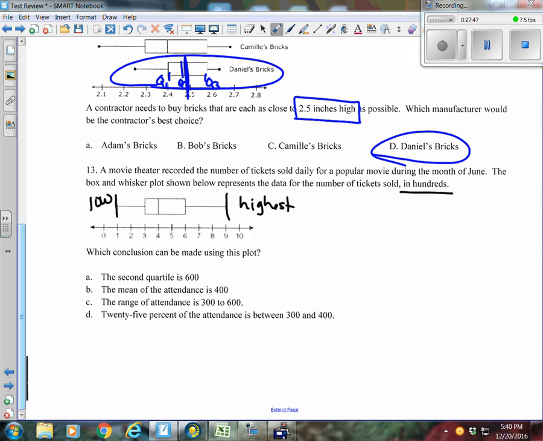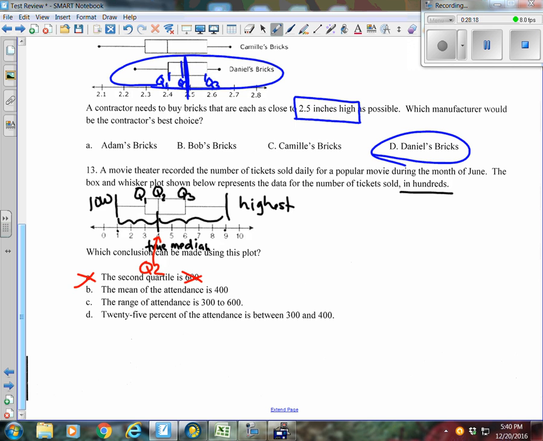Then I have a box. So the box is made out of Q1, Q2, and Q3, where Q2 is the true median of all of the data from the beginning to the end. So from 1 to 9, Q2 is in the middle of that group. Q1 comes from the left-hand half, and Q3 comes from the right-hand half. Okay. The second quartile is 600. Second quartile is Q2. Q2 is 400, so obviously A is not it.